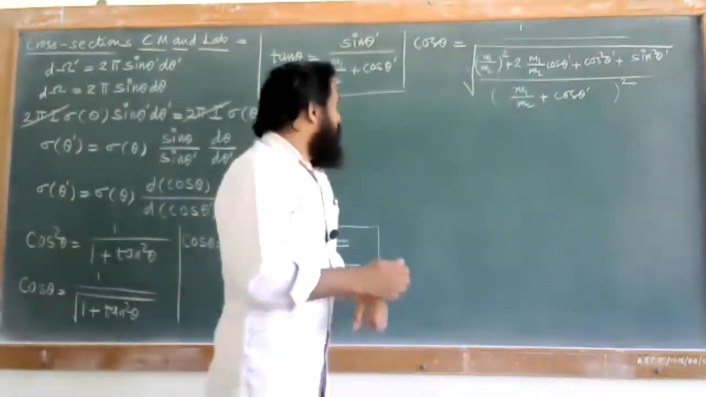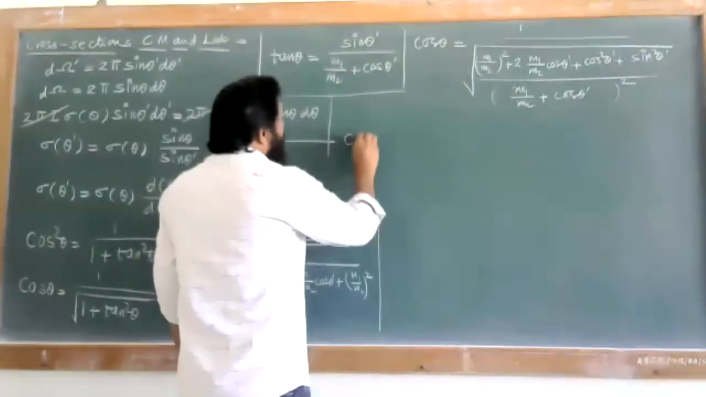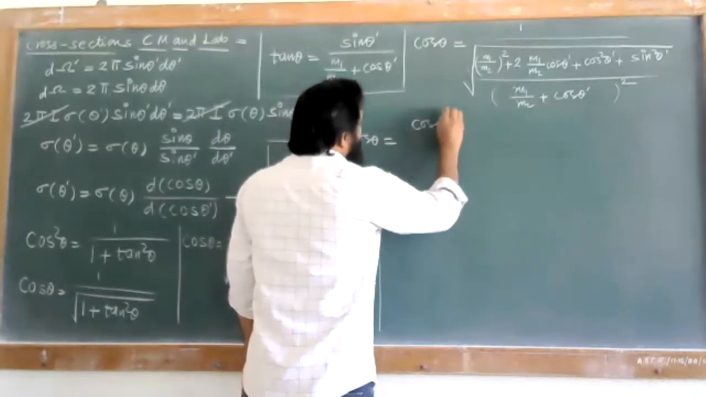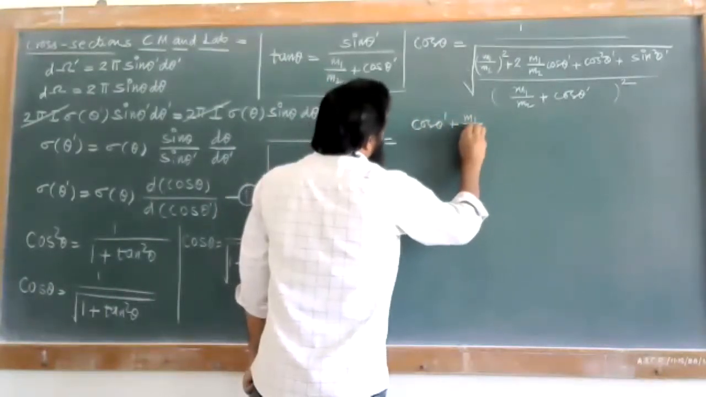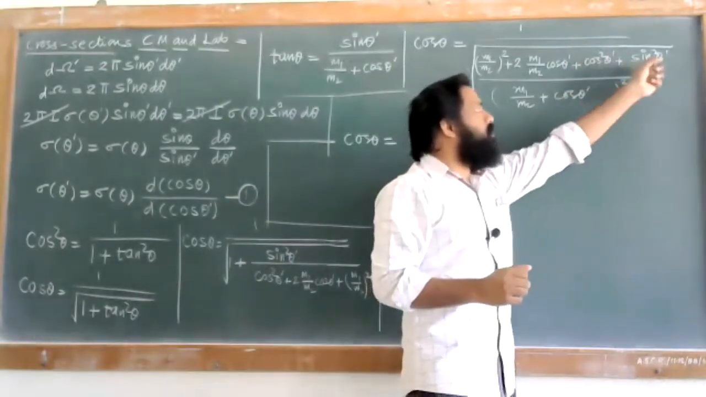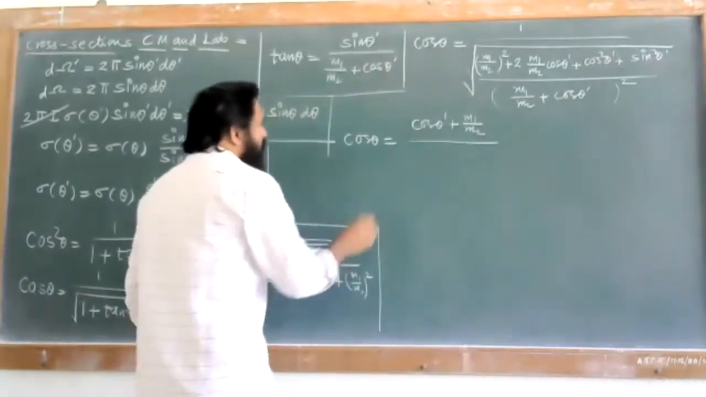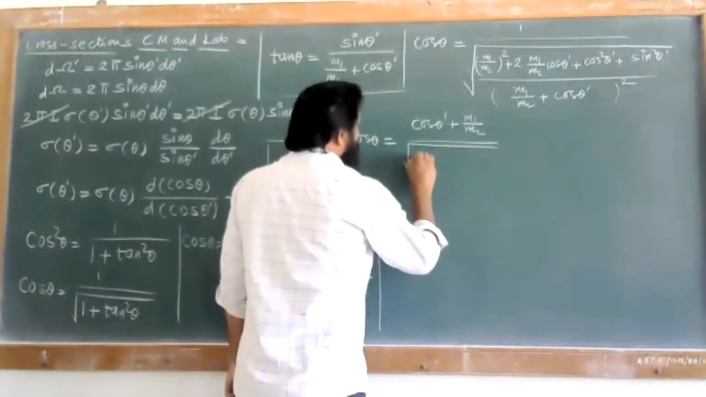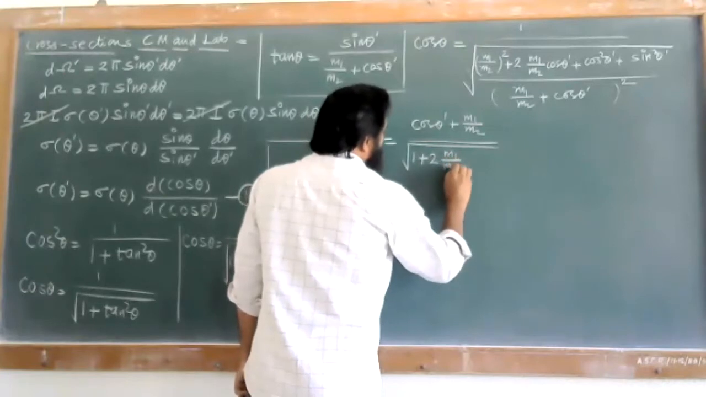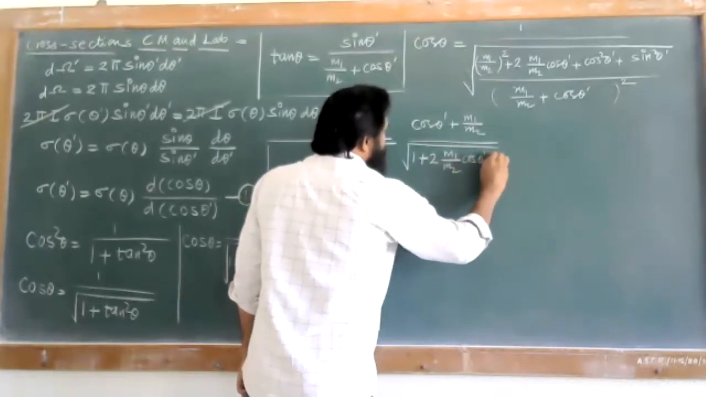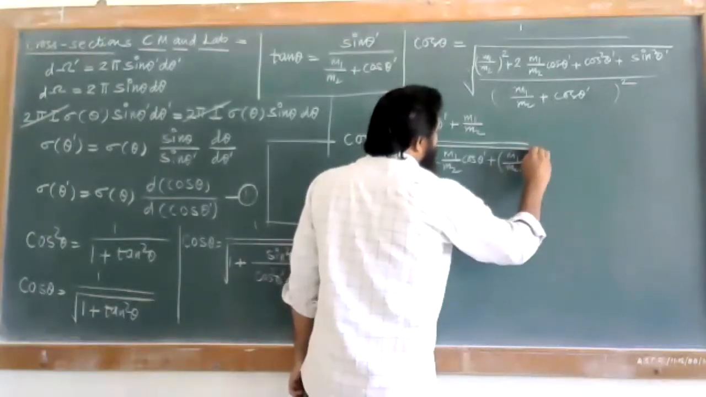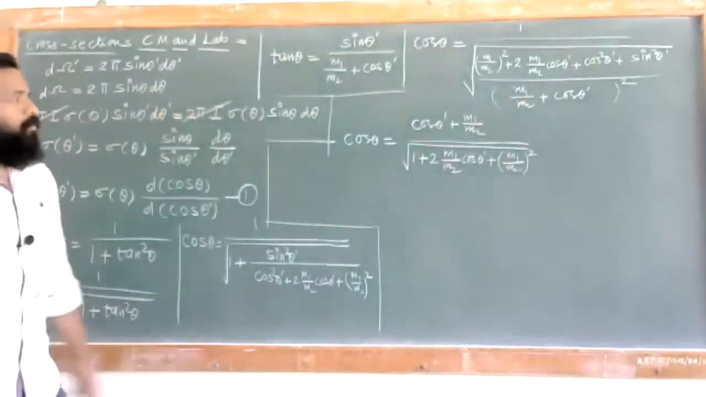Okay, I just take it on the numerator side and I can write that the value of cos theta is equal to cos of theta dash plus m1 upon m2, and that is divided by, what is that? We can have a term, cos square theta dash plus sin square theta dash is equal to 1, and so you can have a value that comes out to be 1 plus twice m1 upon m2 into cos of theta dash plus the second thing, that is m1 upon m2 bracket square. So we'll have this value of cos of theta dash.